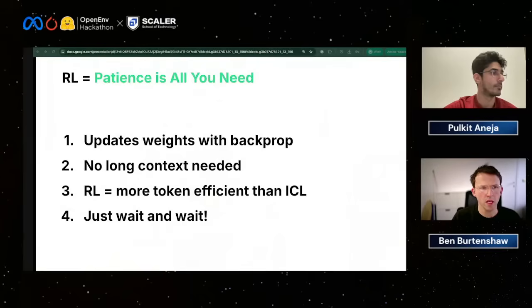Okay, so we can reframe RL in a slightly different way. So we can say that patience is all you need. If we say that RL is just updating the weights with backpropagation and using reward signals instead of supervised labels, we don't need a long context, and we can be more context efficient than with in-context learning. But the catch, the downside, is that this takes longer than supervised fine-tuning. At the start, the model will produce garbage and get 0 reward. So you have to wait, and eventually it finds something good, and the training takes off.